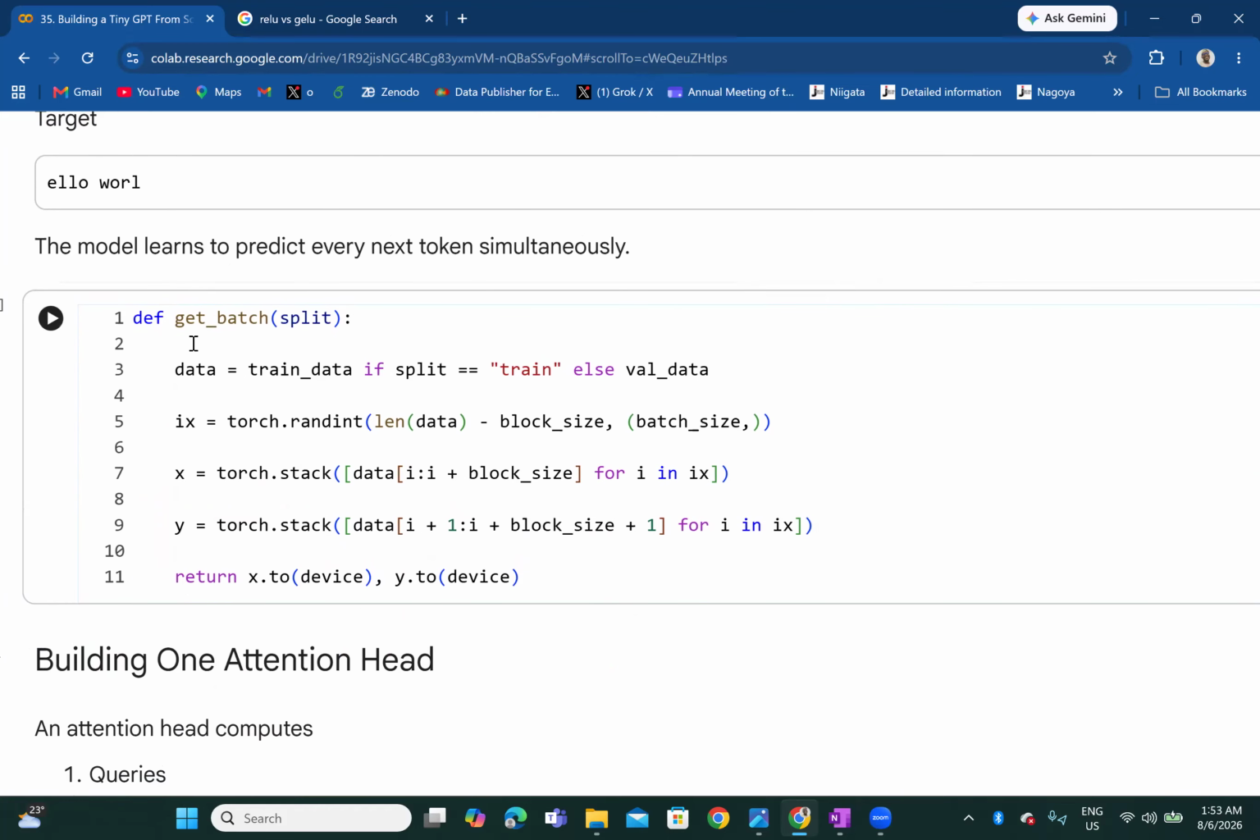So here you define get_batch(split): data is train_data if split is train, else validation data. Then you have ix as torch.randint from 0 to length of data minus block size, with batch size, then x is torch.stack and all this going on. So we have to do that. This helps us learn to predict every next token simultaneously.